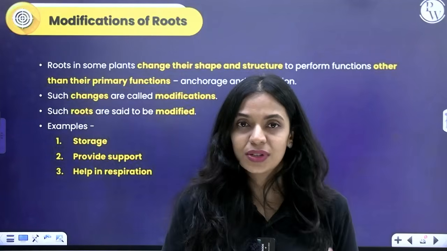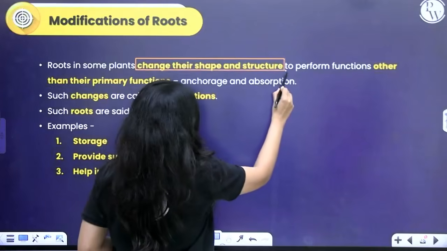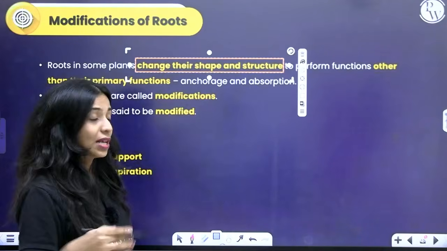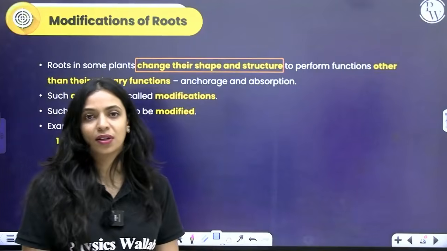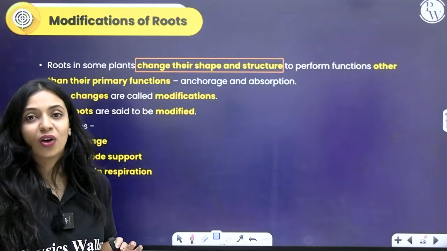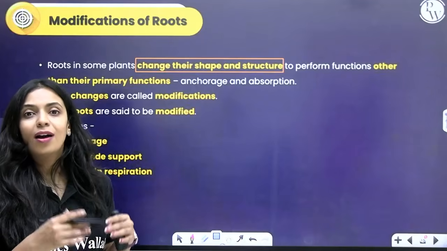Roots in some plants change their shape and structure and perform some function other than their primary functions, which are anchorage and absorption. In such cases, we call it root modification. We say that the roots of such plants are modified.